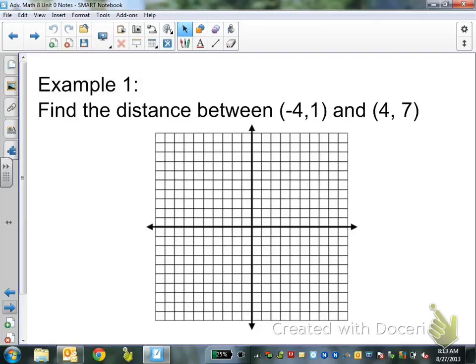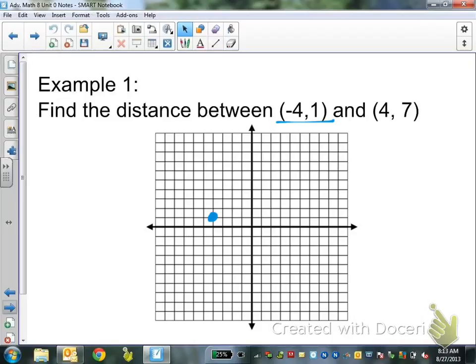So our first example is we want to find the distance between the 2 points (-4, 1) and (4, 7). So what we're going to do first is graph both of these points. Let's graph (-4, 1) first. As a review of graphing, which number is the x coordinate? -4 or 1? -4. Good. What's the y? 1. So along the x-axis, we are going to go to the left 4 spaces, 1, 2, 3, 4, and up 1 space. So your point should be here. Everybody agree? Okay, good.